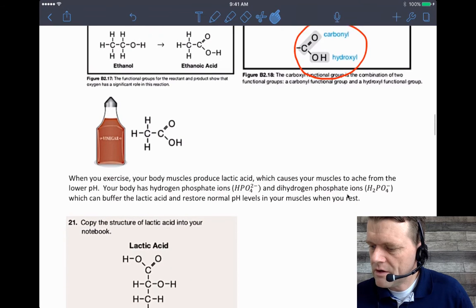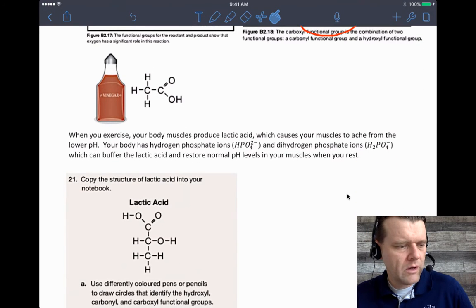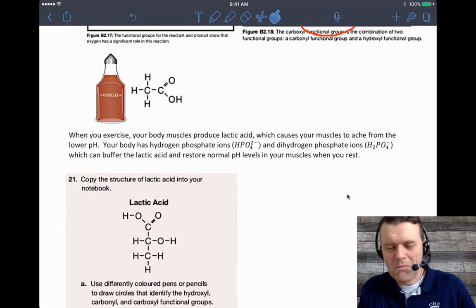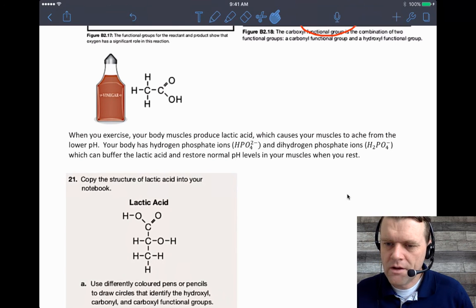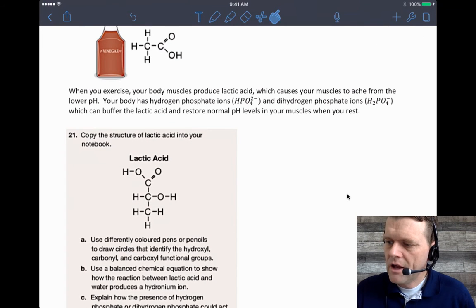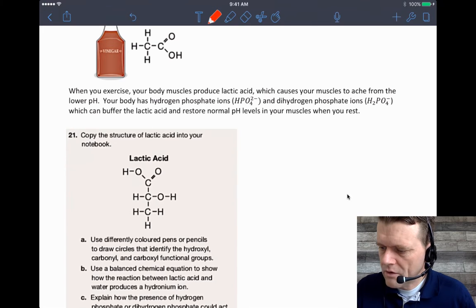Actually, what happens here is when you exercise, your body produces lactic acid. That's actually what makes your muscles ache. And your body has a way of addressing that acid by neutralizing it a little bit. And the reason that'll happen is, let's just look quickly at 21. This is lactic acid. And in the presence of water, I'm just going to write it right here, and you can do this too.